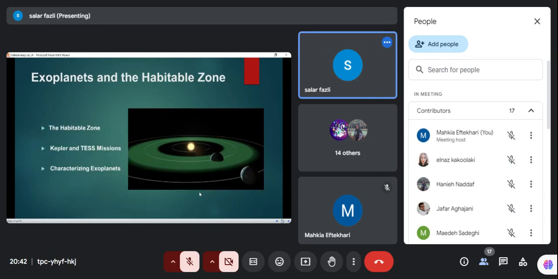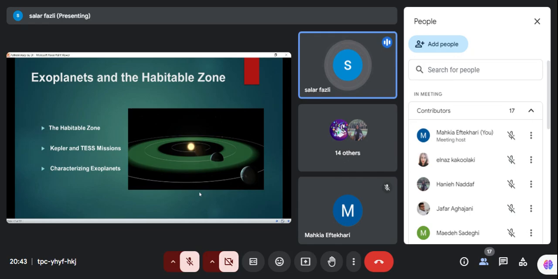So we are going to pass this, and exoplanets and the habitable zone. The search for habitable exoplanets is one of the most exciting frontiers in astrobiology, as it opens up the possibility of discovering life beyond our solar system. The discovery of exoplanets, planets outside our solar system, has transformed our understanding of where life might exist. Key concepts include the habitable zone, Kepler and TESS missions, and characterizing exoplanets.